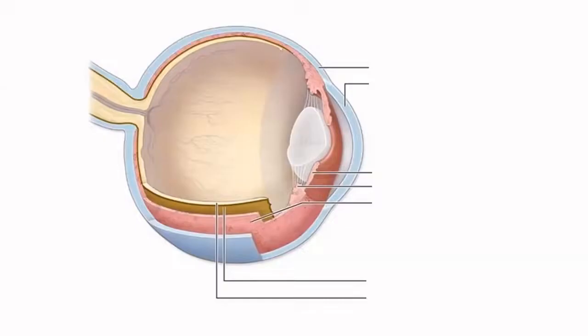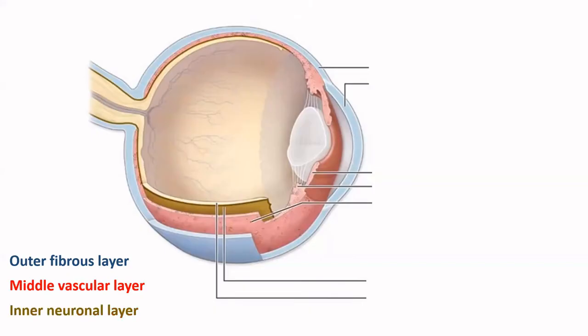Let's talk a bit more about the layers of the eye wall or the globe wall. So there are basically 3 layers. To keep it simple, we have an outer layer, which is a fibrous layer. We have a middle layer, which is a very vascular layer. And then we have the inner layer, which is the neuronal layer containing the photoreceptors of the eye. This is, of course, the retina.